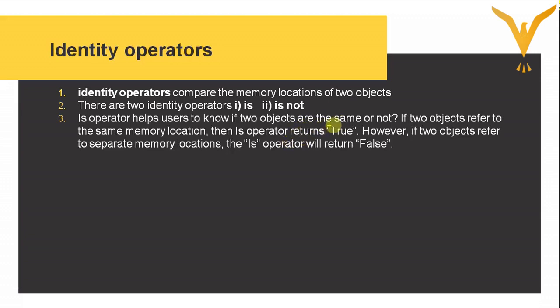So let's see how the is operator works. The is operator helps us know whether two objects are the same or not. If they are referring to the same memory location, then the is operator will return true, else it will return false. So is and is not always return boolean values, true and false. The is operator is used to check whether two objects are referring to the same memory location or not. If they are, it will return true, otherwise it will return false. And is not is exactly the opposite of the is operator.